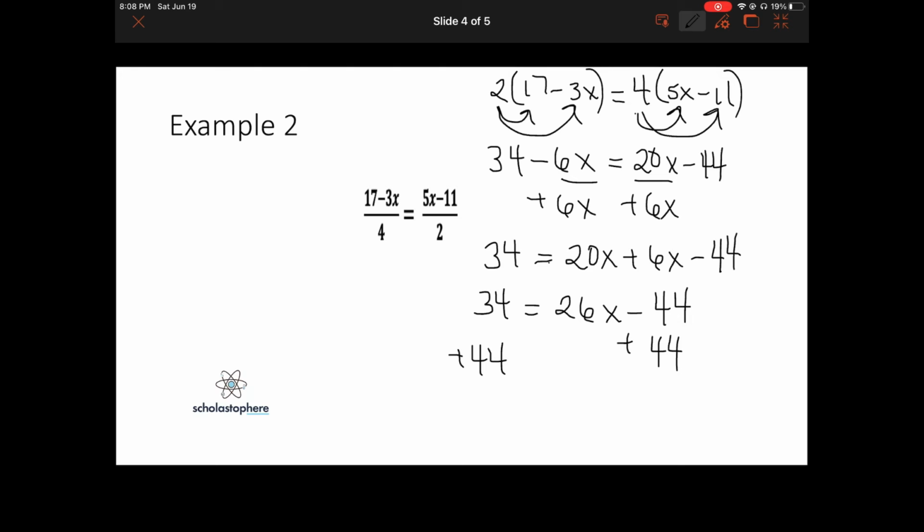Once you do that, you're going to have 34 plus 44, which gives us 78. And we're going to set that equal to 26x. We're going to have to divide both sides of the equation by 26. And x is equal to 3.